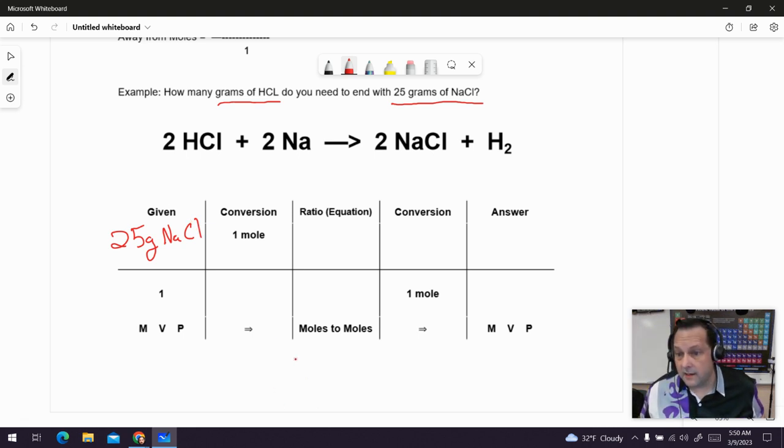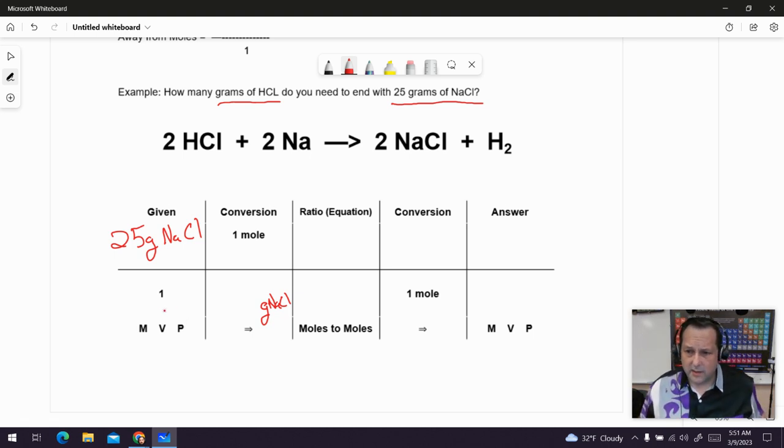Okay. That's my given. Now I have to get to moles, right? I'm not in moles right now. I have to go to moles. So I go over here. I have grams of NaCl on top here. Obviously, I'm going to have grams of NaCl on the bottom there. And I go, okay, how many grams are there in 1 mole of NaCl?